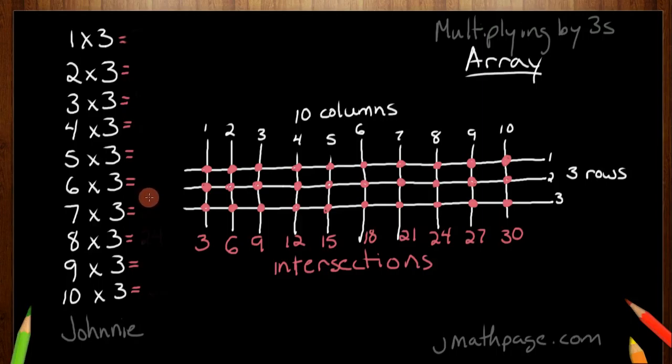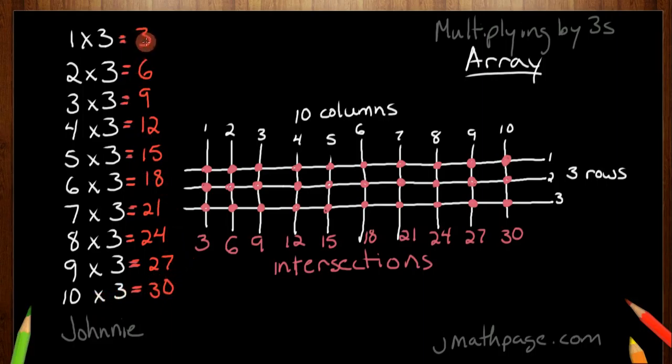How did you do? Let's check them to see what they are. 1 times 3 equals 3. 2 times 3 equals 6. 3 times 3 equals 9. 4 times 3 equals 12. 5 times 3 equals 15. 6 times 3 equals 18. 7 times 3 equals 21. 8 times 3 equals 24. 9 times 3 equals 27. 10 times 3 equals 30.